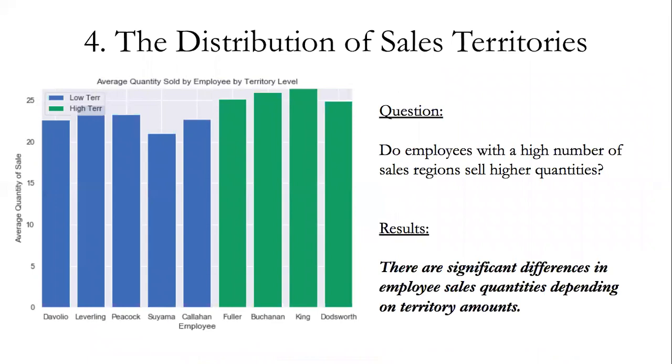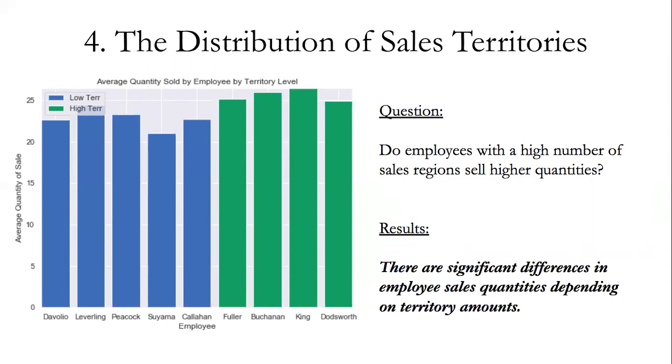Now, thinking more about this idea of territories, I wanted to see if there was a difference in employee sales given the amount of territories that they oversee. The question here is, do employees with a higher number of sales regions sell higher quantities? And I broke this down into two categories. A category who has low territories of coverage, meaning 6 territories or less. Those are represented by the blue bars. The green bars represent employees who have higher than 6 territories to oversee.